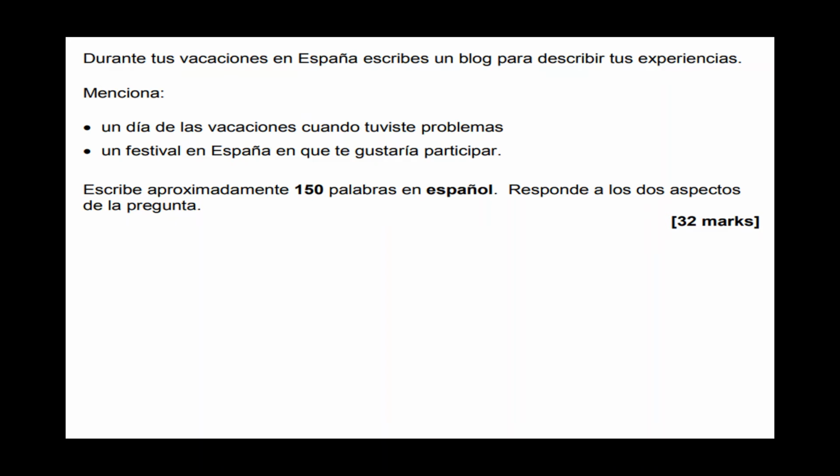And you've got to: "Menciona un día de las vacaciones cuando tuviste problemas, un festival en España en que te gustaría participar. Se escribe aproximadamente 150 palabras en español. Responde a los dos aspectos de la pregunta." So the same as with the previous question, the 16 marker, make sure you answer both bullet points. In the previous one, make sure you answer all 4 bullet points. You will drop marks if you don't do so.